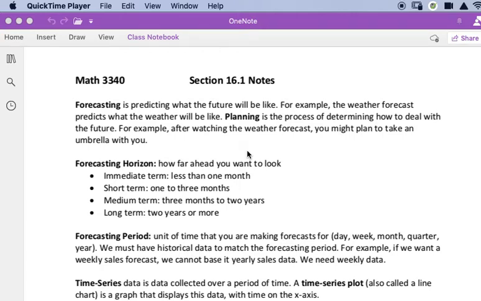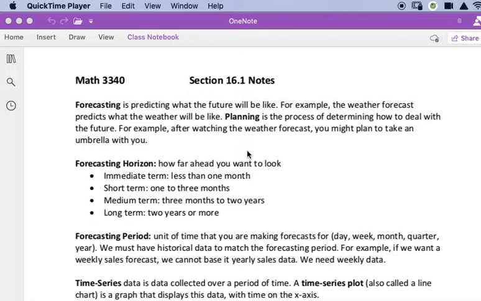In this video for section 16.1, we're going to talk about something called forecasting. Forecasting is predicting what the future will be like. So for example, the weather forecast is predicting what the weather will be like. Planning is determining how you're going to deal with the future based on the forecast. So after you watch the weather forecast, you might, for example, plan to take an umbrella with you.